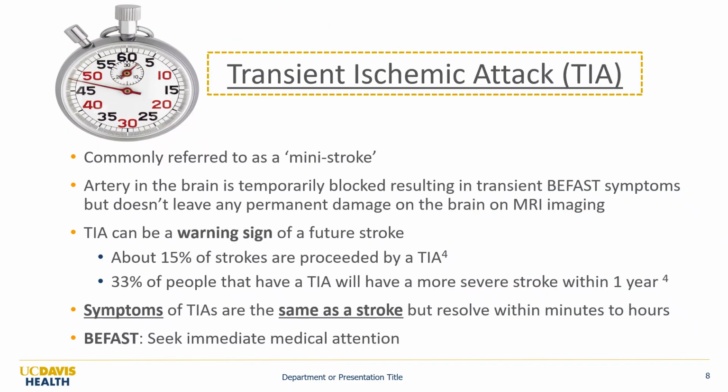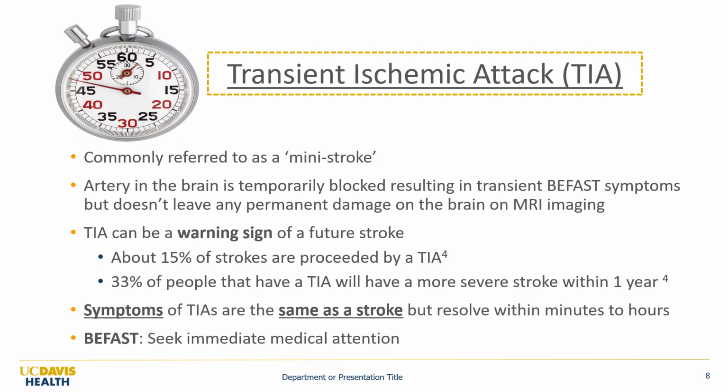One thing that's important to note as well are transient ischemic attacks, or TIAs. These are commonly referred to as mini strokes, and they occur when there's a temporary blockage in the blood vessel in the brain, leading to temporary BFAST signs and symptoms, which completely resolve within minutes to hours. In a TIA, there will not be any permanent damage left on the brain, which we can see on MRI.